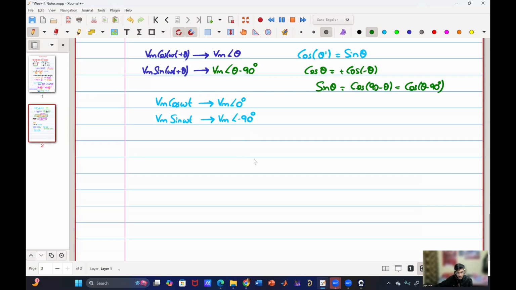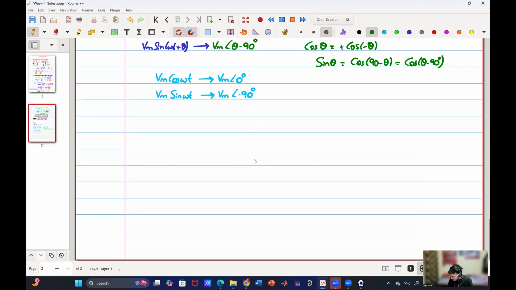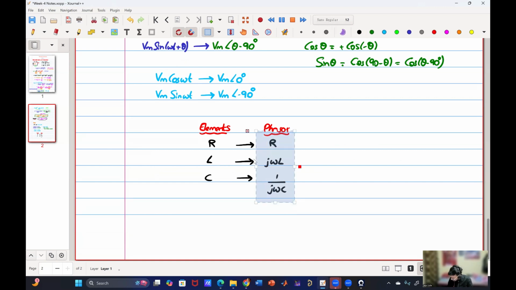Now let us come back to the elements. So these are all notations in phasor. These are the notations that one should remember. So the resistor in the time domain, in the phasor domain will be resistor only. Inductance in the phasor domain we'll write as j omega L, and capacitance we'll write as 1 by j omega C. So these are some notations in the phasor domain that we should remember.